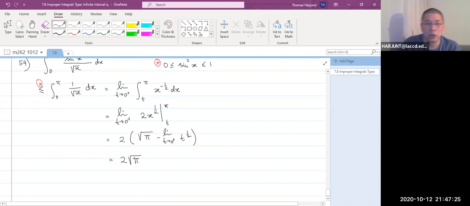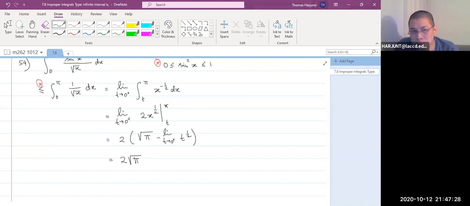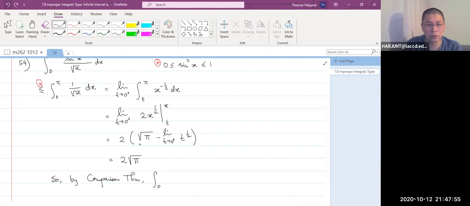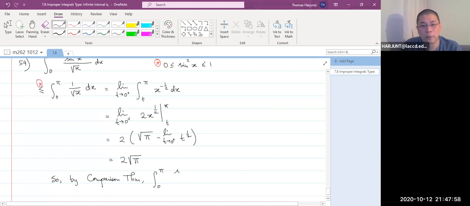Notice that you bound it above by a convergent integral. So the integral from 0 to pi of sine squared x over square root of x dx is convergent.